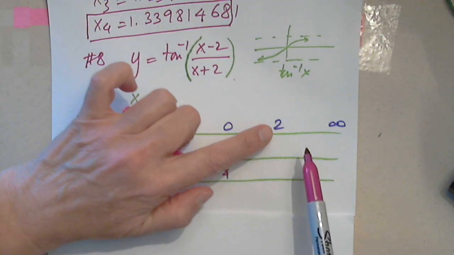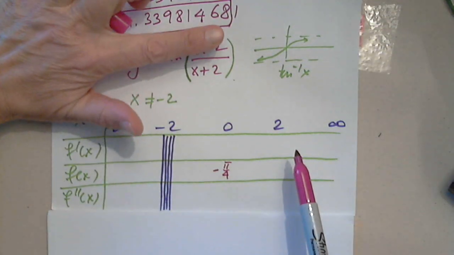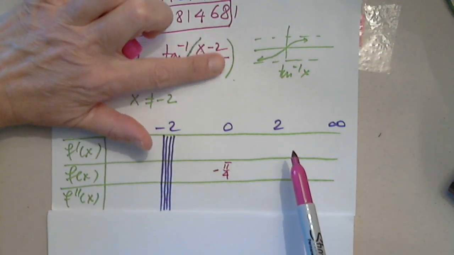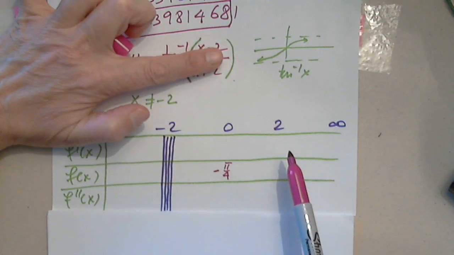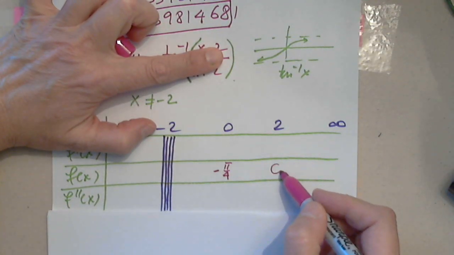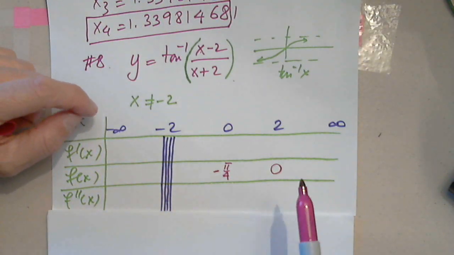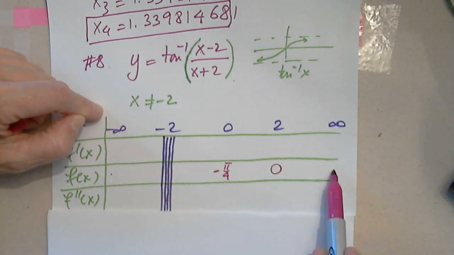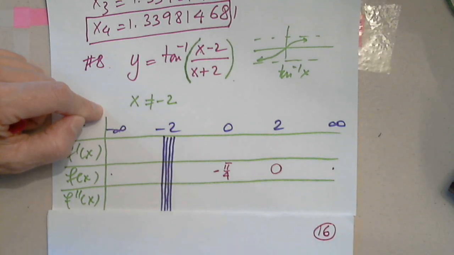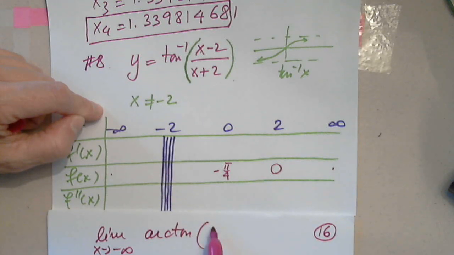Next step: when the numerator is 0, this whole thing is 0, and arctangent of 0 is 0. Next, I want to determine these. So, the limit as x approaches negative infinity of arctangent of (x minus 2) over (x plus 2).